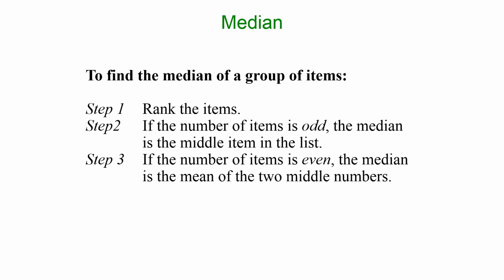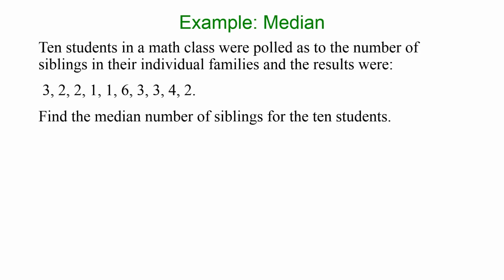Okay, so as a relatively simple example, we have 10 students in a math class, the same data we looked at before when we found the mean. Remember, the mean turned out to be 2.9, by the way. Let's see what the median turns out to be. In order to find the median, the first step is what? Rank the data. So put them in order.